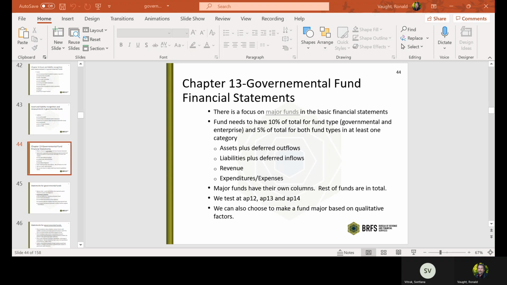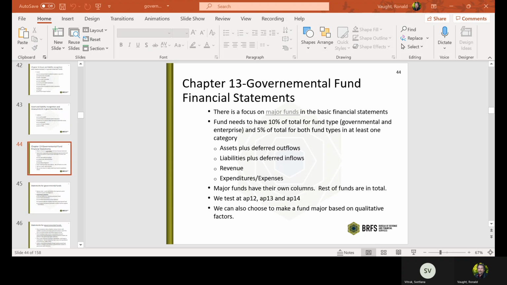Funds 100 through 500 are governmental funds, so we have 1.5 billion in assets. So that's what we're testing initially: is the fund's assets at least 10% of this? So all we're doing here is taking whatever the fund's total assets is divided by the total assets of all the governmental funds.